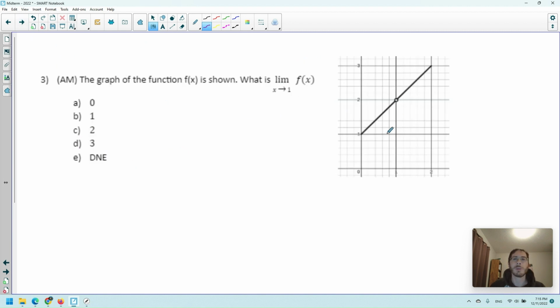All right, for number 3, we have our graph. We have to find the limit as x approaches 1. The first thing to remember is that we're trying to go from both the left and the right. So this hole right here doesn't really matter because we don't use the function value at all. We can fill in that hole if we wanted to. It looks like we're headed towards 2 on the y-axis. So from the left and the right, we're both headed towards 2. So we would pick 2 in this case.